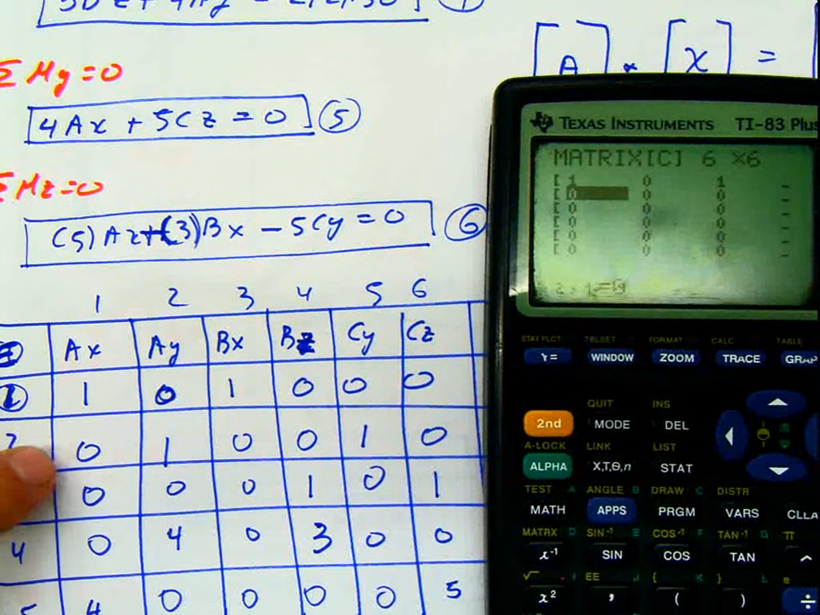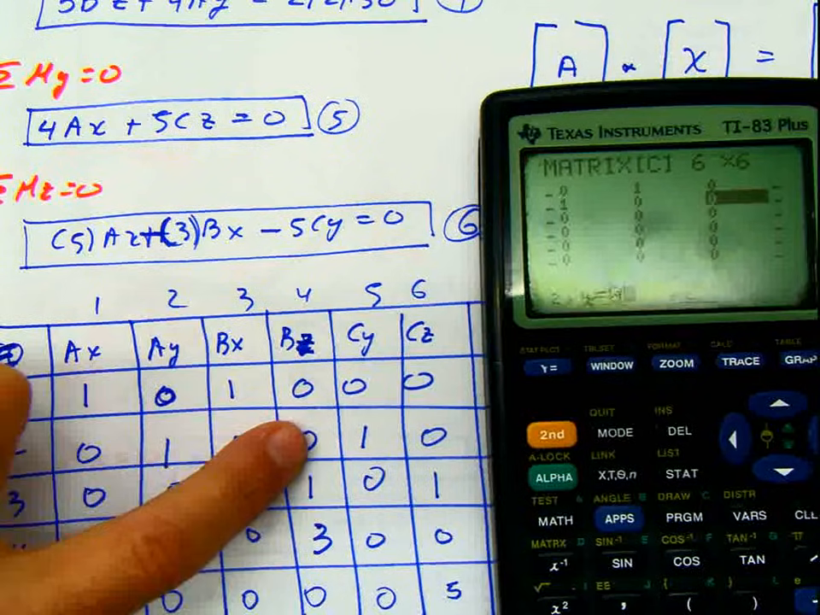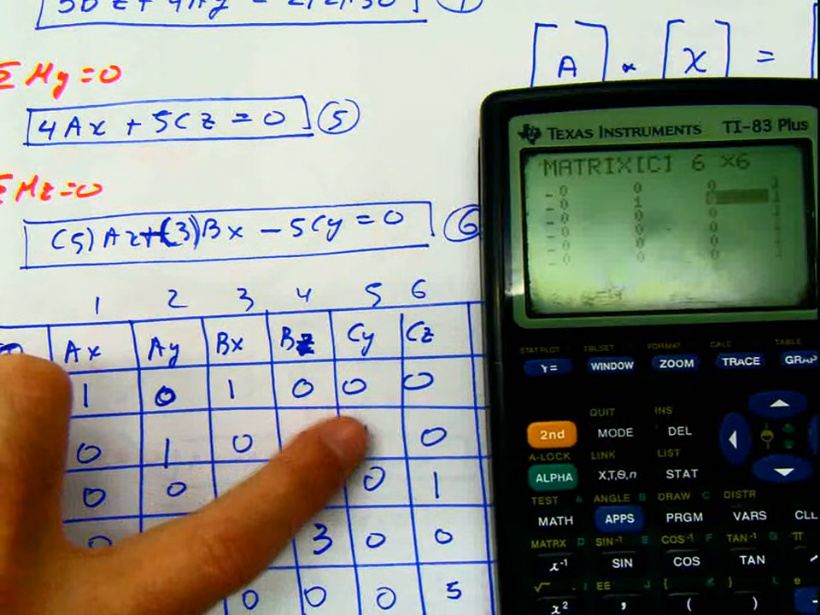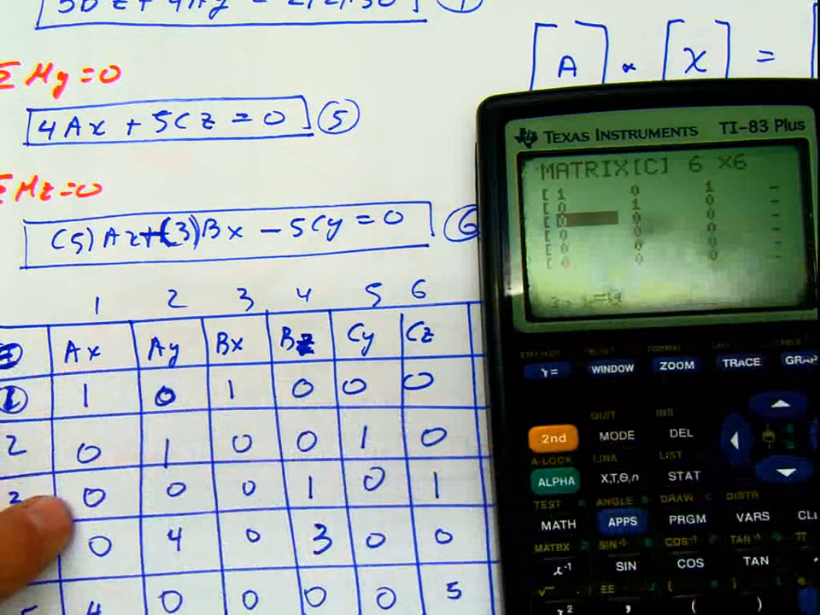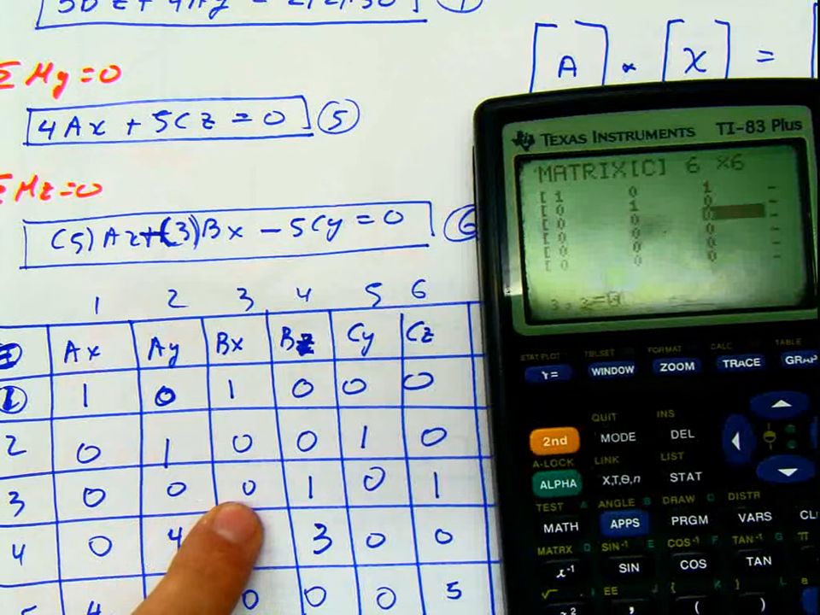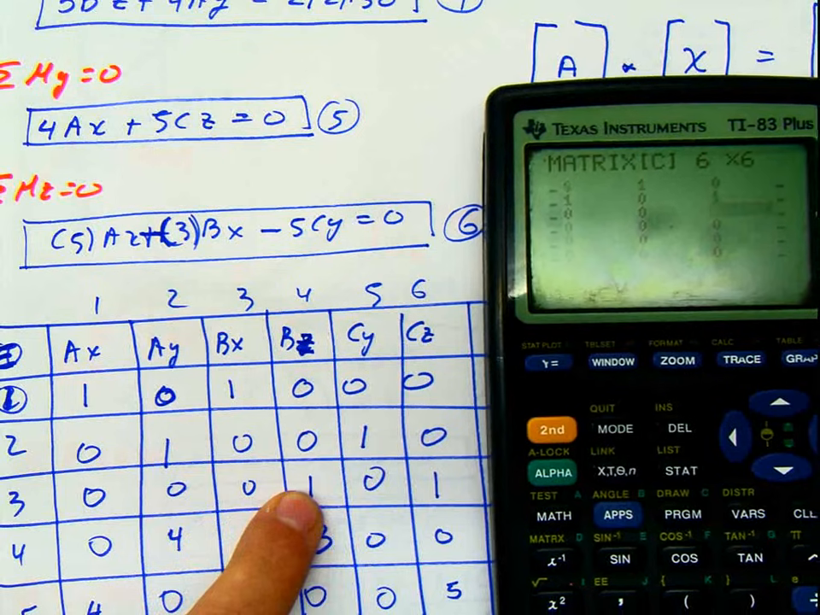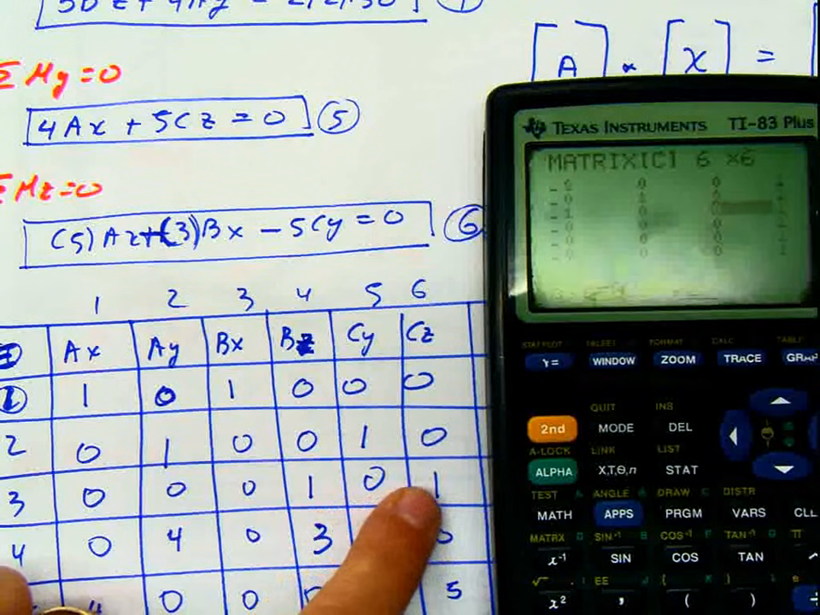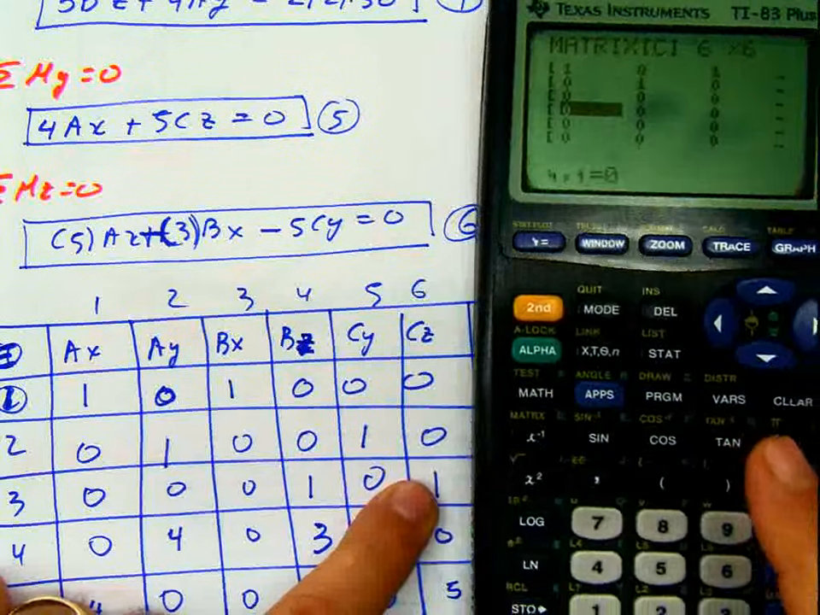Then the second one is going to be 0, 1, 0, 0, 1, 0. The third one is going to be 0, 0, 0, 1, 0, 1. Remember that you have to hit enter every time that you do that.